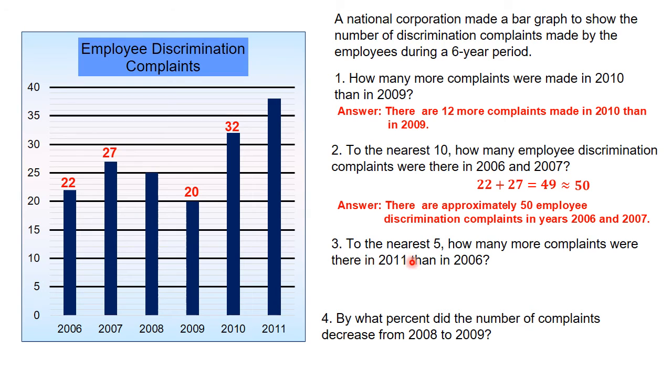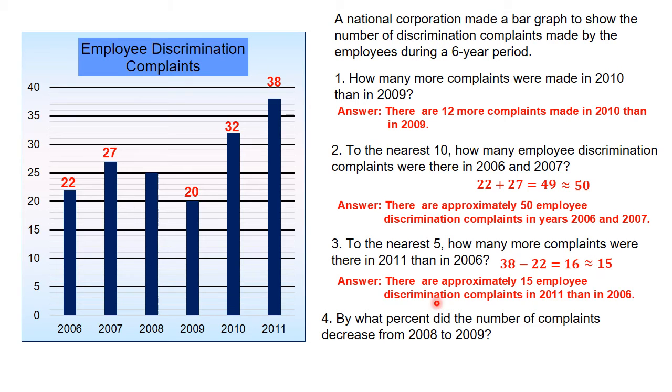Number 3. To the nearest 5, how many more complaints were there in 2011 than in 2006? So 2006 we have already. 2011 we have at around 35, 36, we have 38. So how many more complaints? That means we subtract 22 from 38. 38 minus 22 equals 16, but since we are being asked to the nearest 5, we have approximately 15. There are approximately 15 more employee discrimination complaints in 2011 than in 2006.